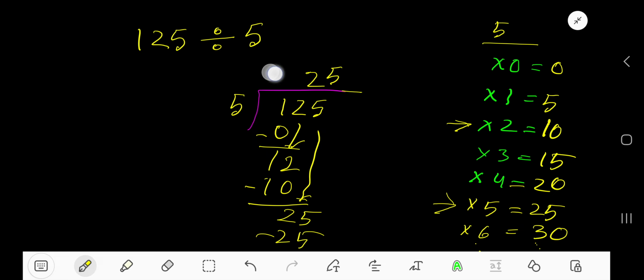This 0 doesn't have any value. It is on the left-hand side of a digit. So 25 is your answer, or quotient.